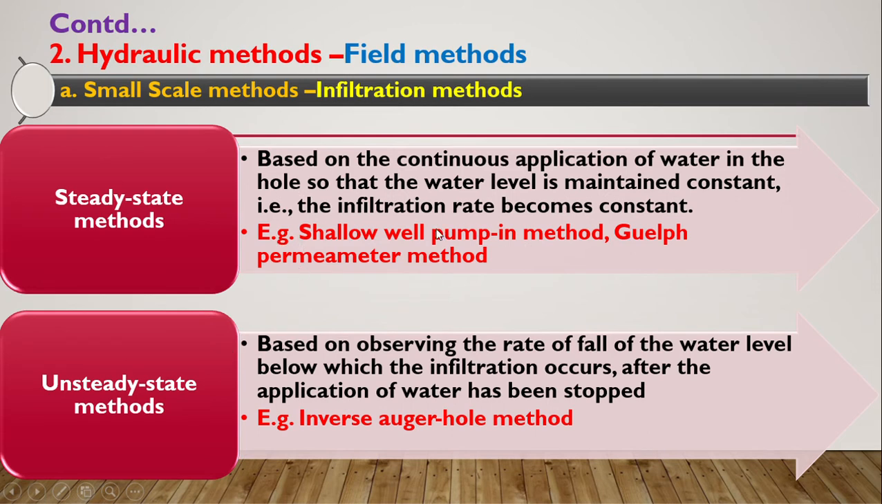In the steady state method, there are the shallow well pumping method and the Guelph permeameter method, and in the unsteady state method, there are the inverse auger hole method and the cylinder permeameter method. So we will see each of them.